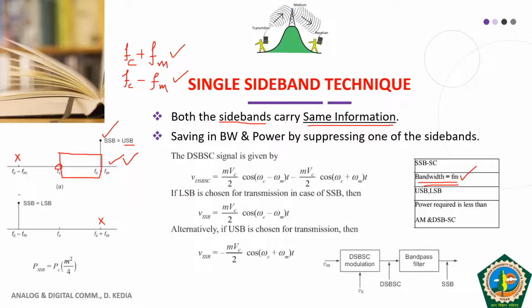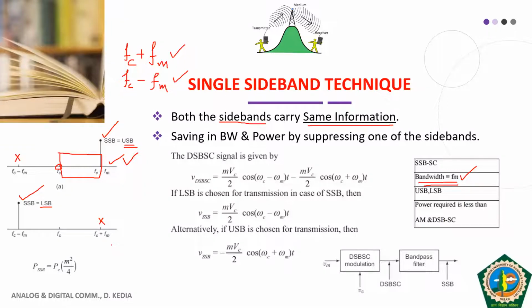What we will do now is in our hands: whether we choose LSB or USB, that's up to us. Depending on our requirement and convenience, we may choose any of the sidebands, and we are able to save the bandwidth. And students, one more thing, apart from bandwidth, in single sideband we are able to save power also, because now instead of sending both the sidebands, we are sending only one sideband.